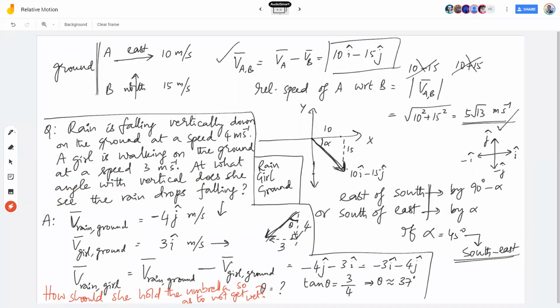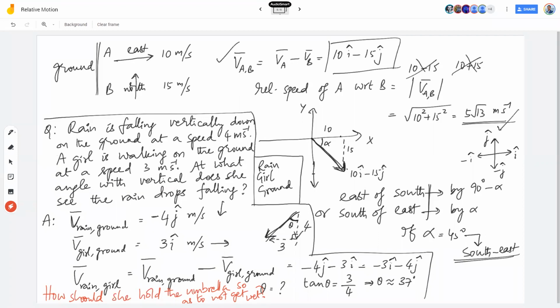In whatever direction she sees the rain falling towards her, she'll hold the umbrella in the exact opposite direction. So if it appears that rain falls making an angle 37 degrees with the vertical, she will also have to hold her umbrella making an angle 37 degrees with the vertical. When she is moving, of course. If she is not moving, the rain is falling vertically downwards, so she will have to use her umbrella upright.